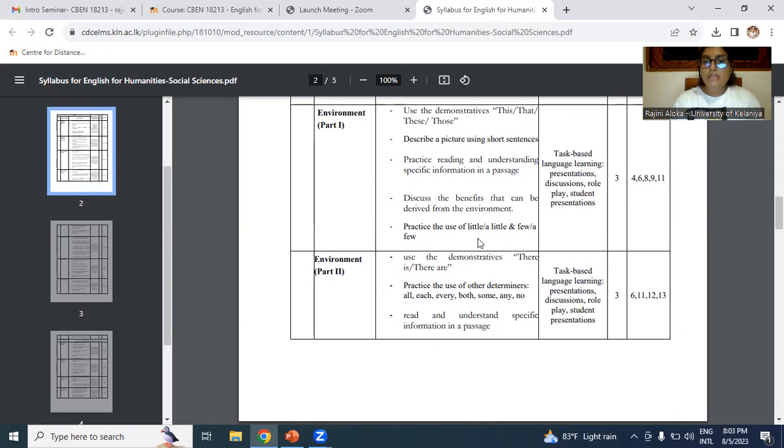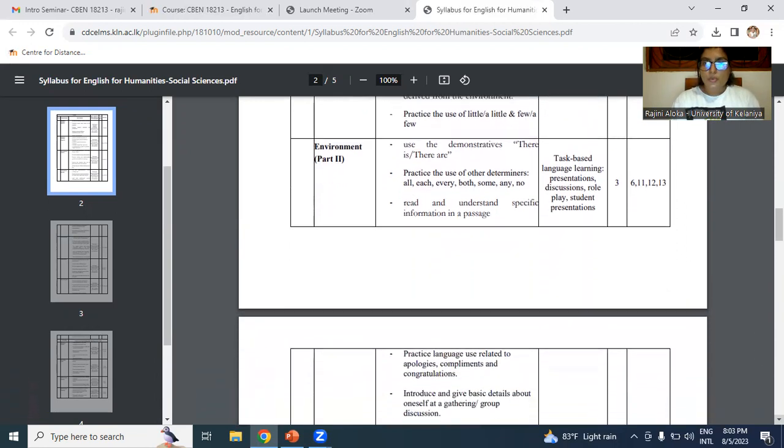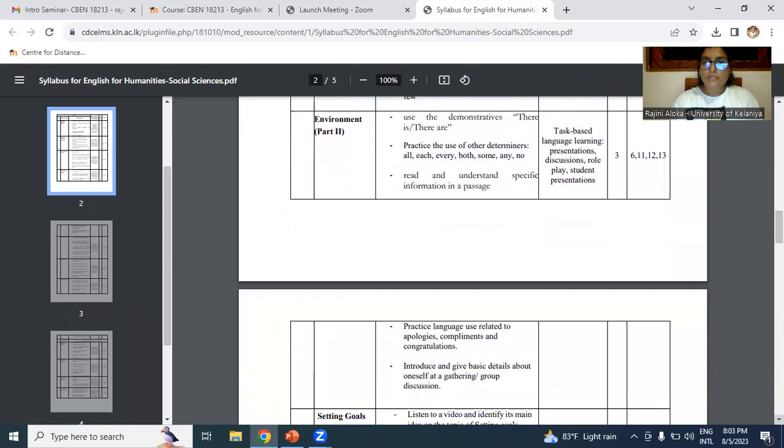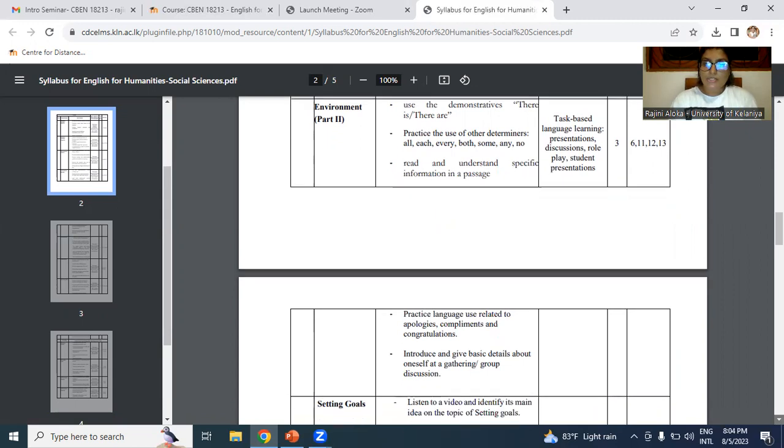Practice the use of little, a little, and few, a few. And environment part 2, you have used the demonstratives, there is, there are. Practice the use of other determiners: all, each, every, both, some, any, no. Read and understand specific information in a passage.